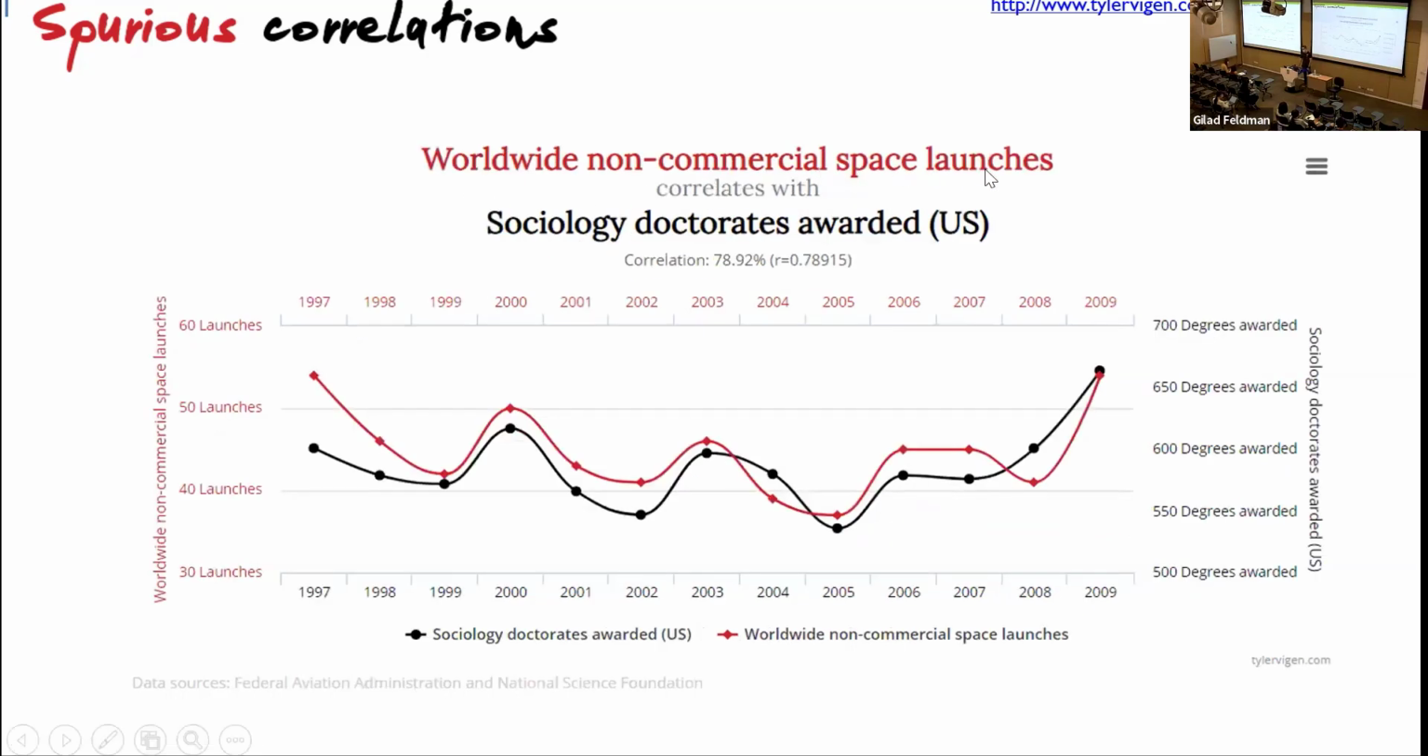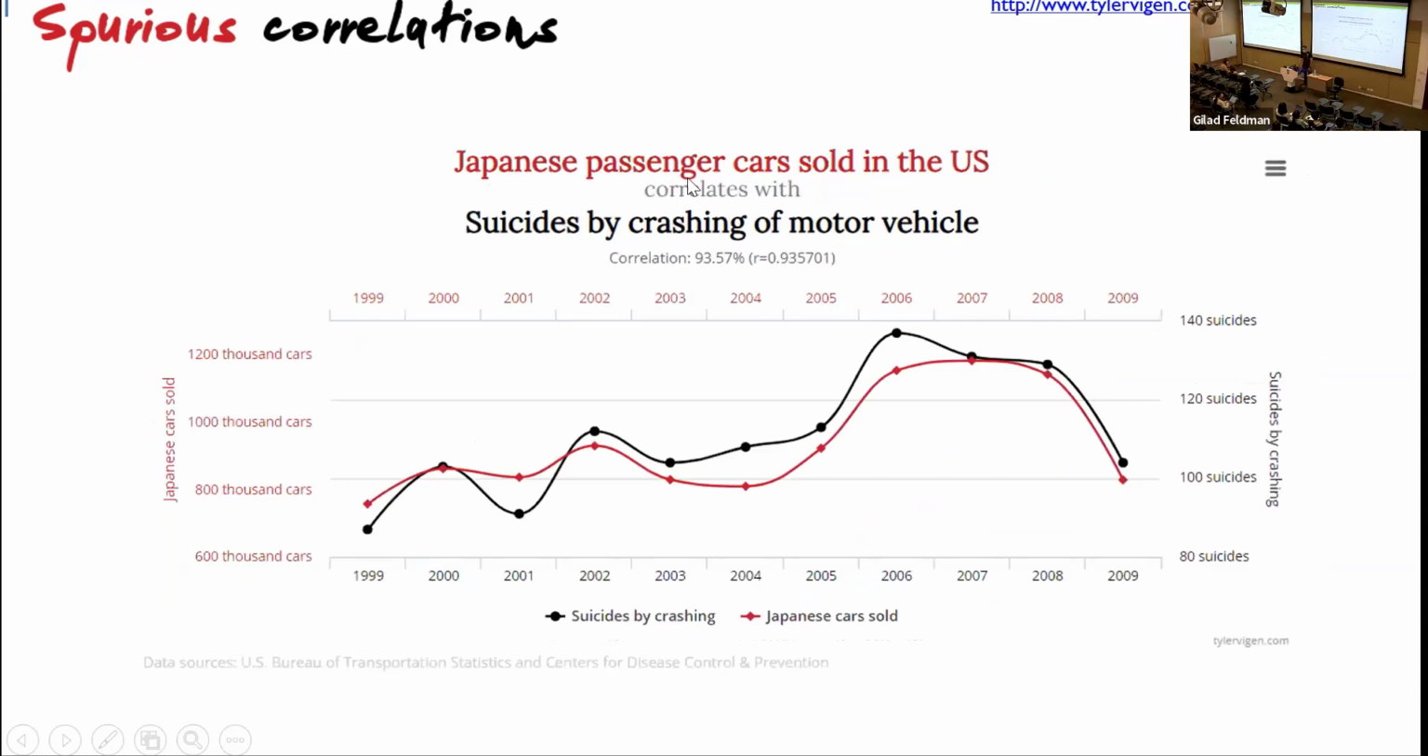Worldwide non-commercial space launches and sociology doctorates awarded: correlation of 0.88. Japanese passenger cars sold in the US and suicides by crashing of motor vehicles: almost a correlation of 1. The Japanese are causing everything that's bad in the US. So quite amazing to see these sort of things.